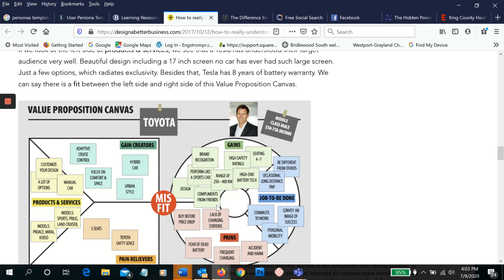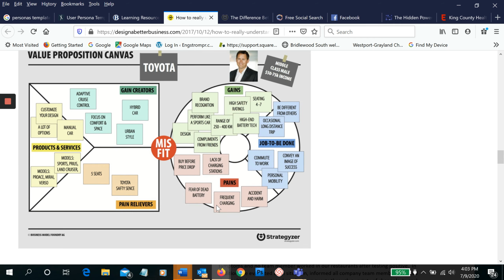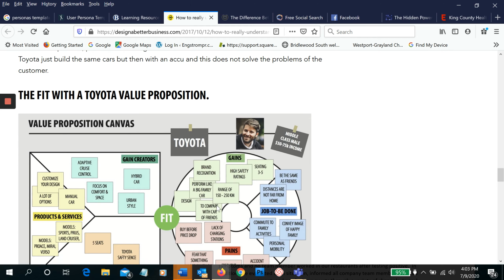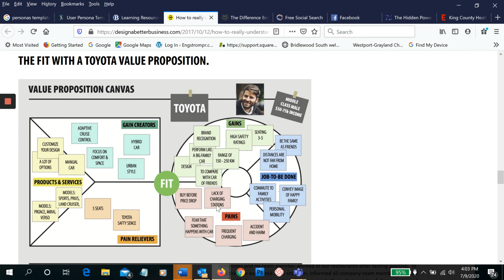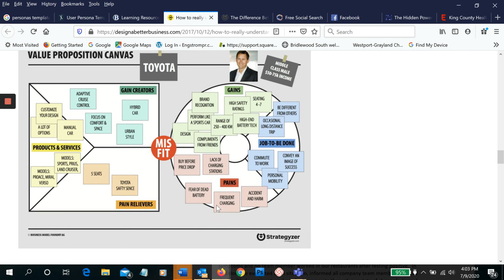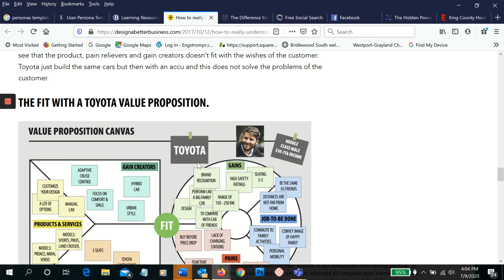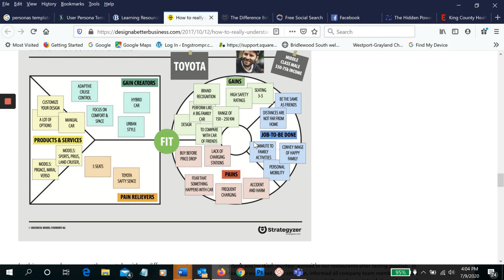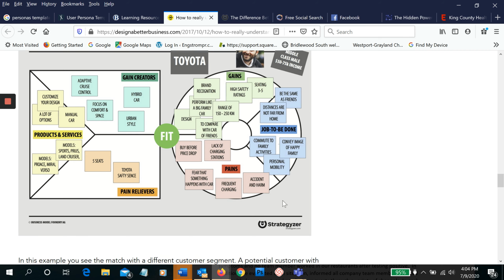But below, they have some that don't fit. And it might help you. There's just the one that doesn't fit, and then this one does. So it may help you to see how there could be a misfit in this, and how you want to pull together the gain creators and the pain relievers that correlate directly with these two things.